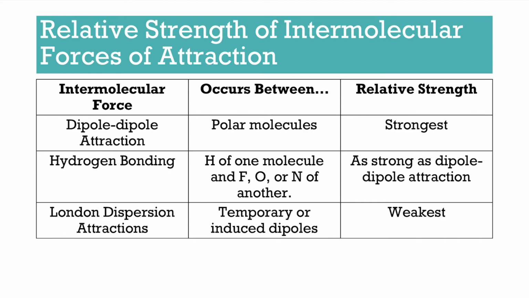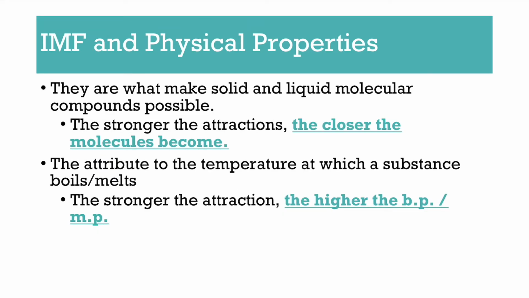So here is a good summary chart of some of them. So again, it goes over dipole-dipole, so it occurs between polar molecules. It's one of the strongest ones. Then hydrogen bonding, remember H of one molecule, the F, O, or N of another, just as strong as dipole-dipole. And then those London dispersion forces, they're temporary, and they're very, very weak. And so with this, we can kind of look at the physical properties that get affected by this.